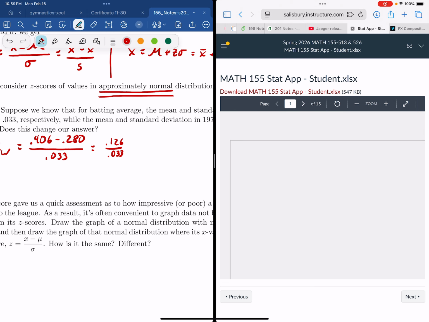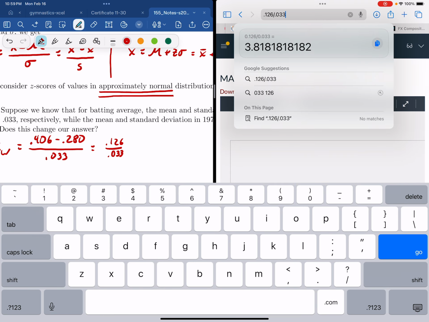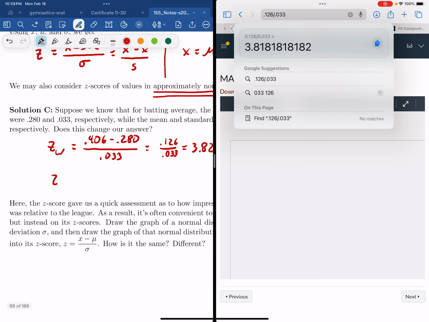126 divided by 0.033, 3.82. Which is an unbelievably high z-score, right? It's almost 4 standard deviations above the mean. Now let's compare that to the z-score for Rod Carew. A 388 batting average minus 277, which is the league average that year, divided by the standard deviation, 0.027, right, which is 111 divided by 0.027.